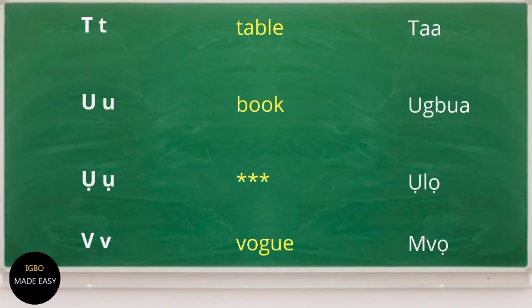When do you want it? Ubua. I want it now. Achorom ya ubua. I want it now. Achorom is I want. Ya is it. Ubua is now. So that's it. The next one we have here is O.